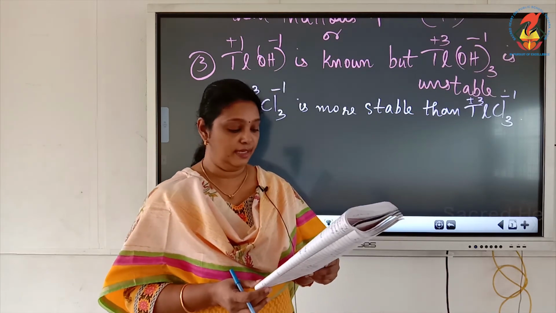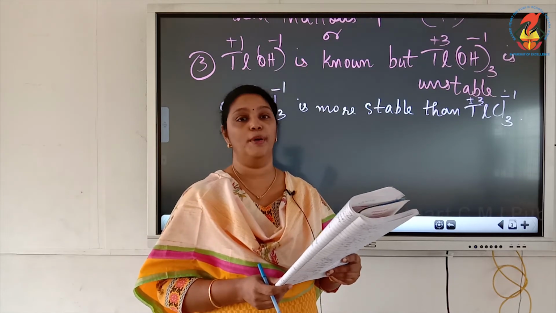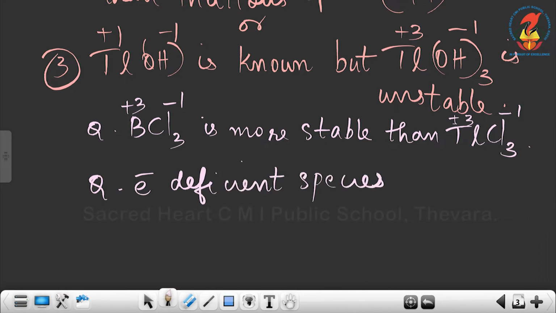Now, next question, what are electron deficient species or compounds? Or there is another question, why are they called Lewis acids?